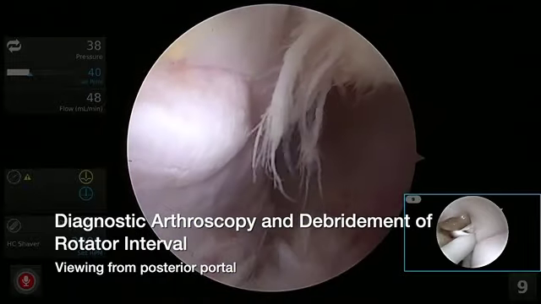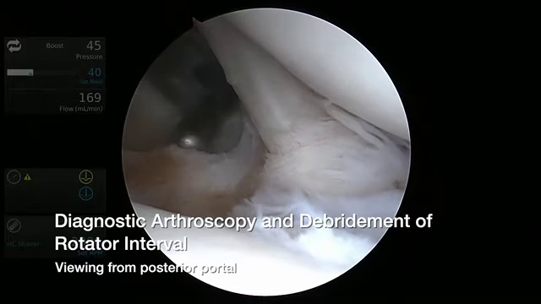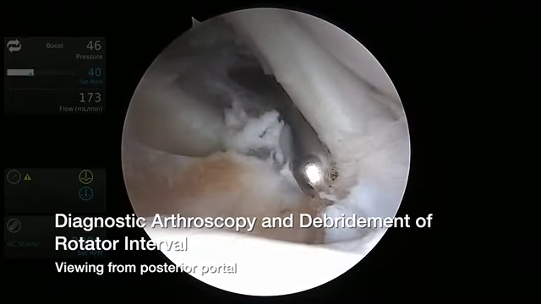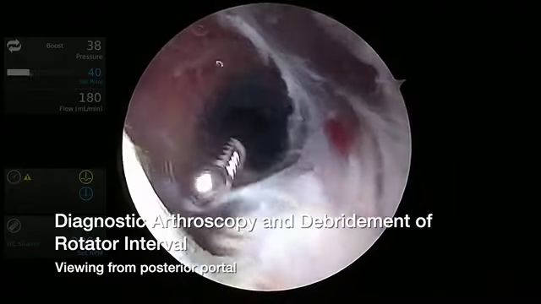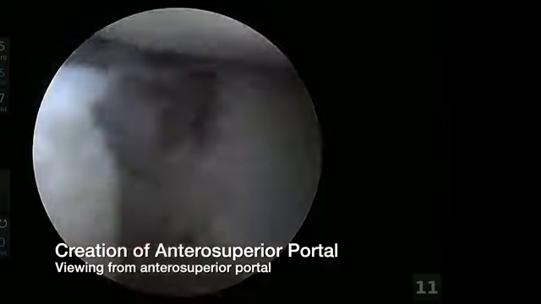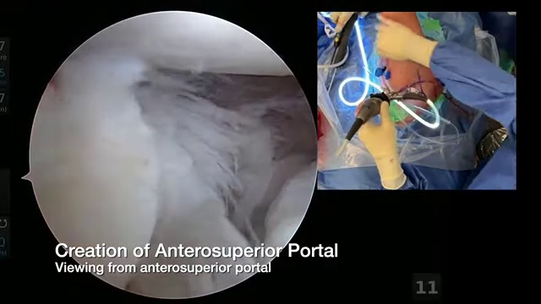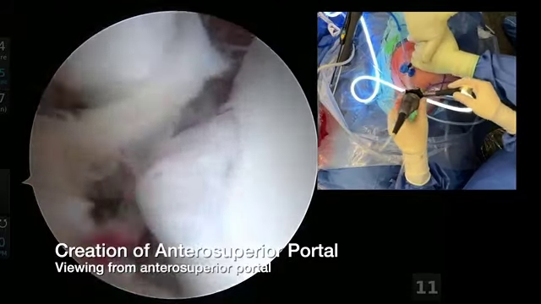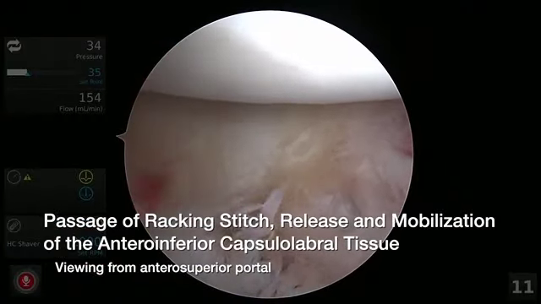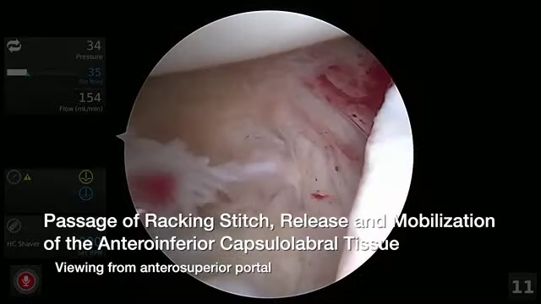The anterior-inferior portal is used for debridement of the rotator interval. The goal here is to visualize the conjoint tendon, coracoacromial ligament, and the tip of the coracoid process clearly. We then establish the anterior superior portal and switch the camera here, giving us a direct straight shot view of the glenoid.